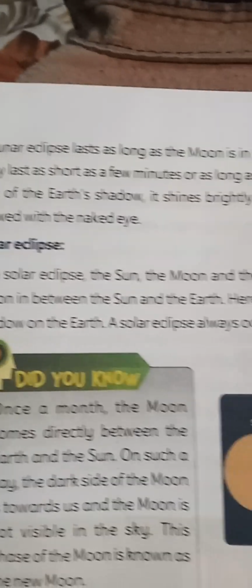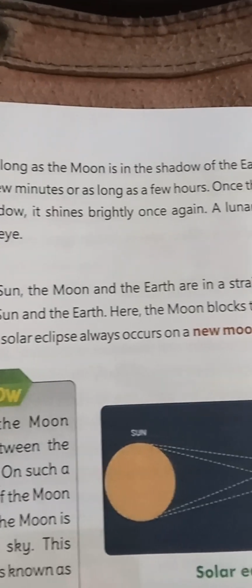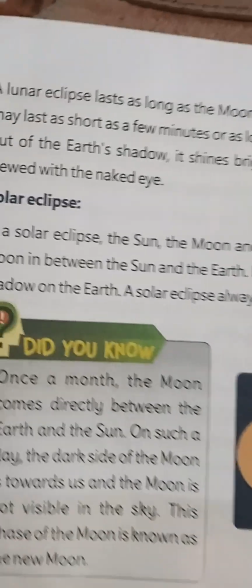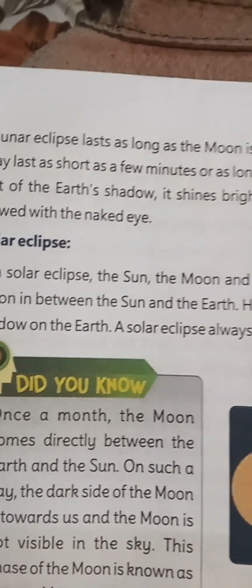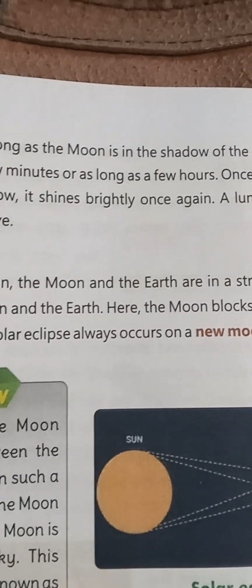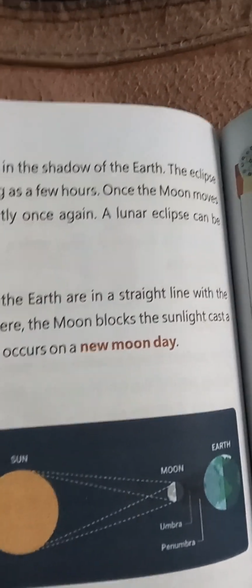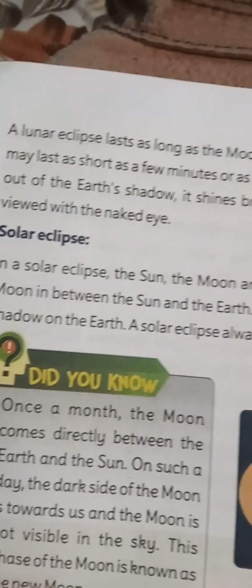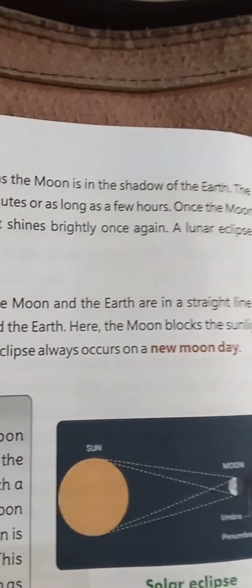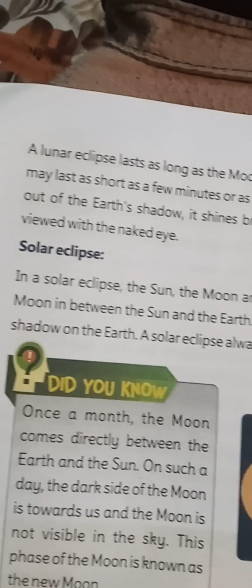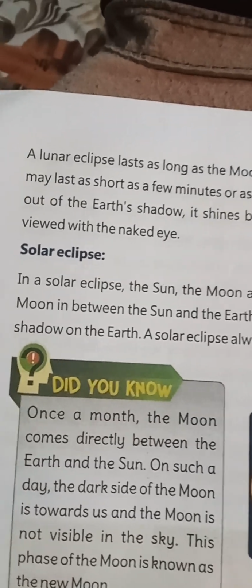In a partial lunar eclipse, the Earth's shadow covers the moon partially. A lunar eclipse can occur a maximum of 3 times in a year. Some lunar eclipses can last up to 2 hours. A lunar eclipse lasts as long as the moon is in the shadow of the earth. The eclipse may last as short as a few minutes or as long as a few hours. Once the moon moves out of the earth's shadow, it shines brightly once again. A lunar eclipse can be viewed with the naked eye.